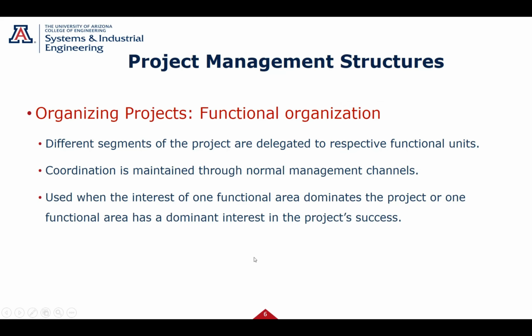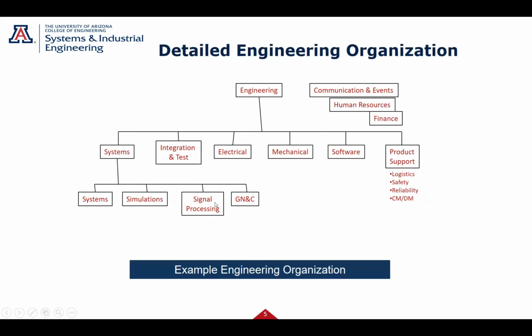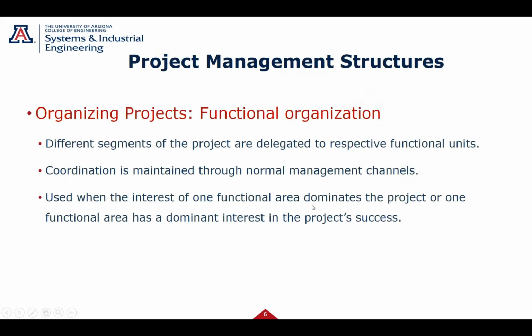So, organizing projects in a functional organization, different segments of the project are delegated to respective functional units. Depending on my project, I might delegate certain parts of it to these areas. Obviously, if the product has electrical, they're going to design the electrical. I need to mount the board somewhere; mechanical engineering is going to help me with that. Somebody's writing the software on the board. So different parts may be delegated to those different groups, but the functional unit is in charge of that.